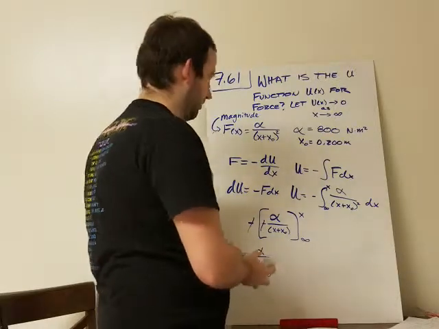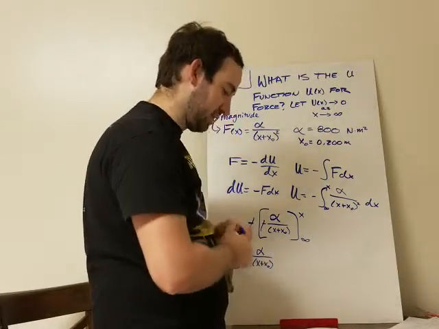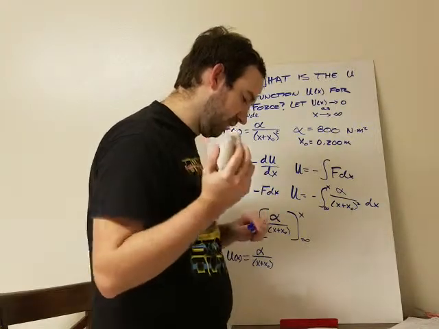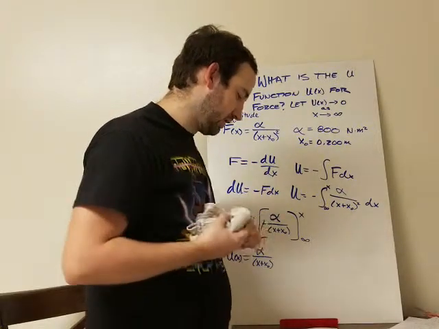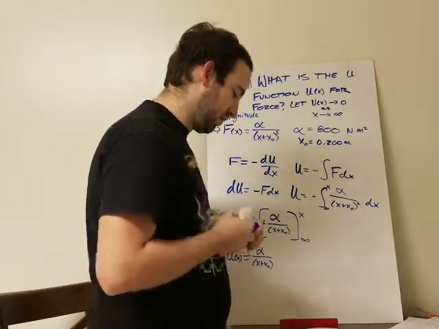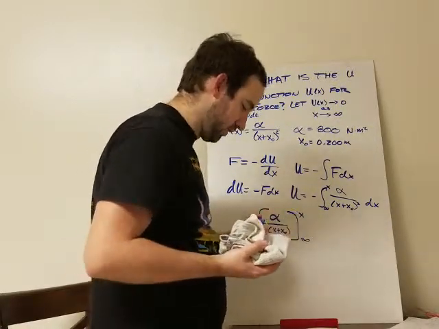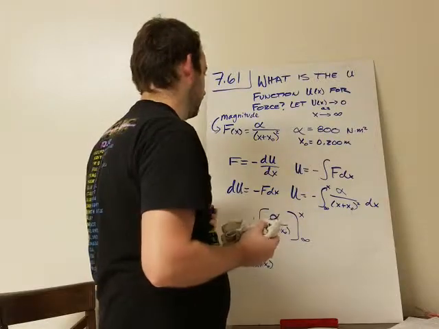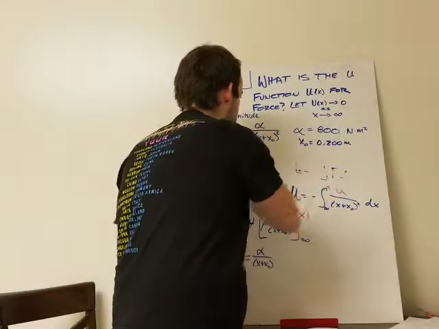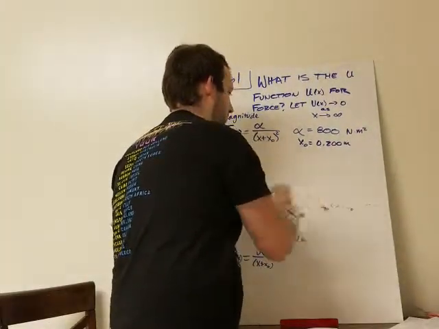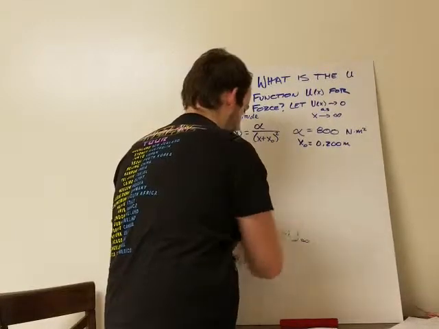So that's part A. But now part B wants to know, it says an object with mass 0.5 kilograms is released from rest at x equals 0 and moves in the plus x direction. What is the object's speed when x equals 0.4 meters? And so I'll erase this, and we'll do part B.